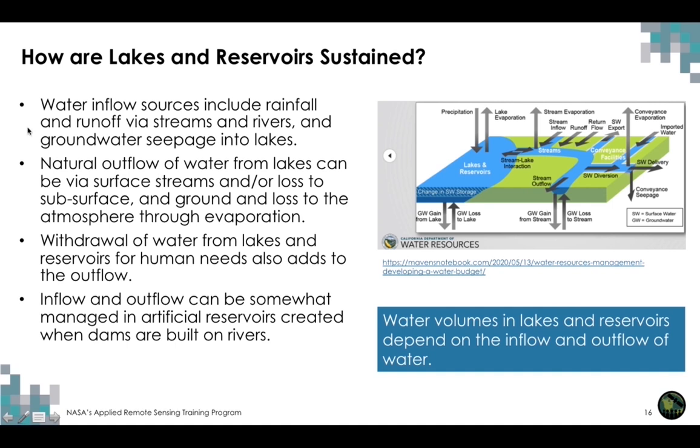Water inflow sources include rainfall and runoff via streams and rivers, and groundwater seepage into water bodies, as shown here. So there is precipitation, there could be streams bringing in water, and also there is groundwater seepage. Natural outflow of water from lakes can also be via streams, and there could be loss of water to the atmosphere through evaporation, and through subsurface and groundwater, there could be water percolation from water bodies. So these are outflow components. Withdrawal of water for human needs also contributes to outflow.